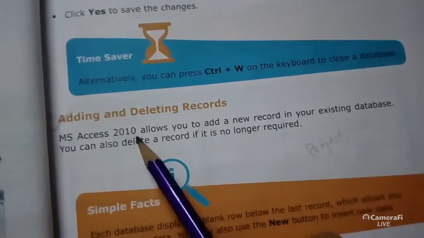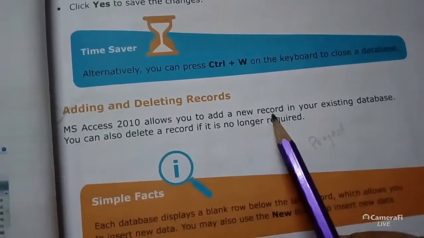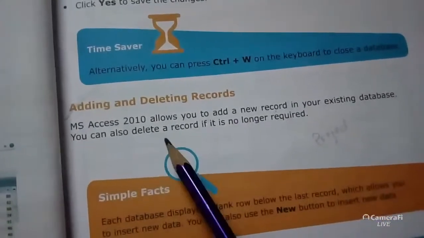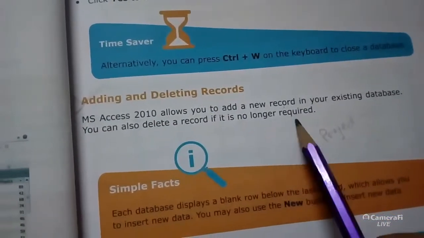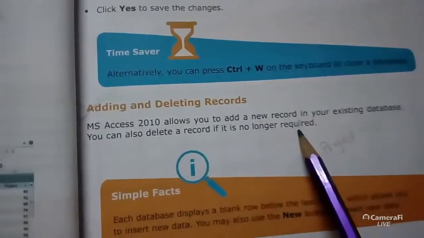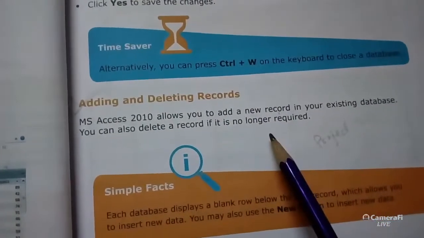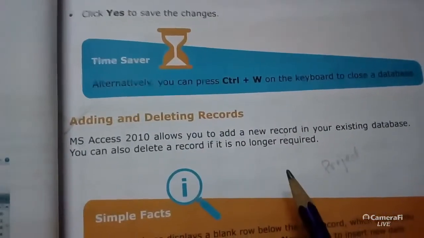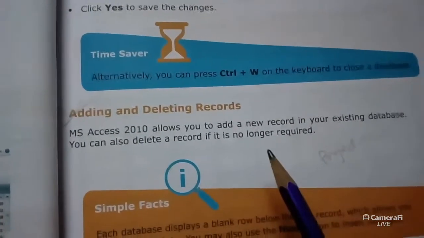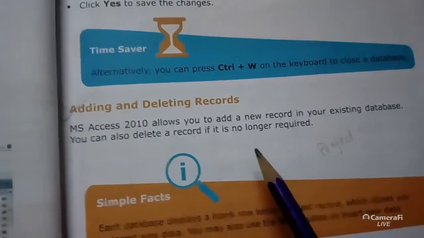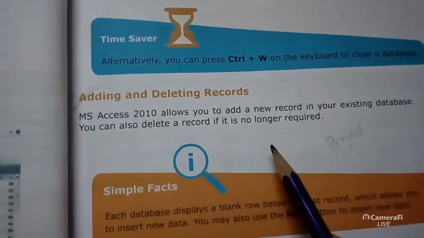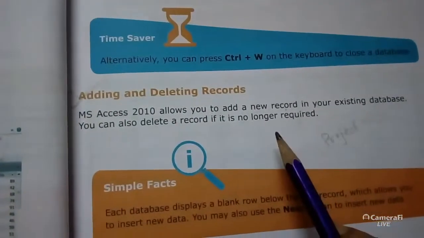MS Access 2010 allows you to add a new record in your existing database. You can also delete a record if it is no longer required. Okay, so suppose you entered a database of 15 students. Now you want to add 5 more. You can add them. If you want to remove anyone's record, you can delete it also. So, adding and deleting records.